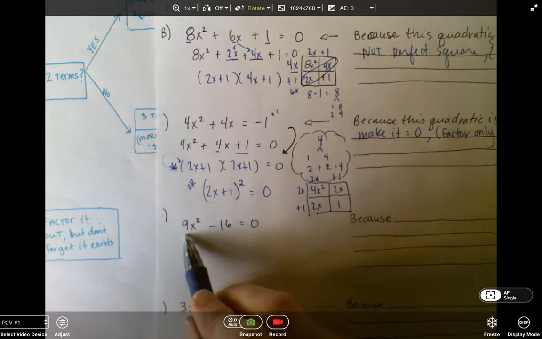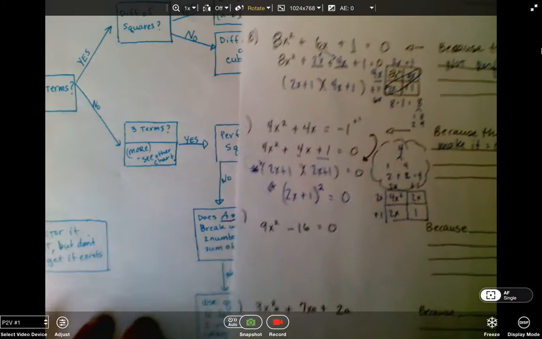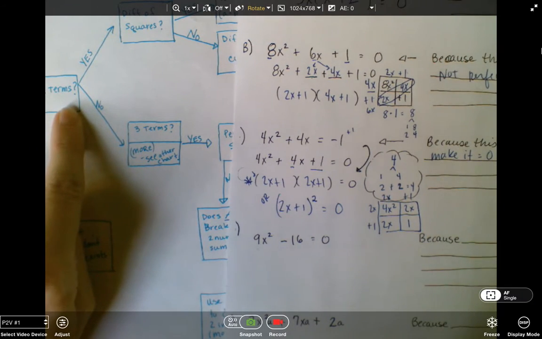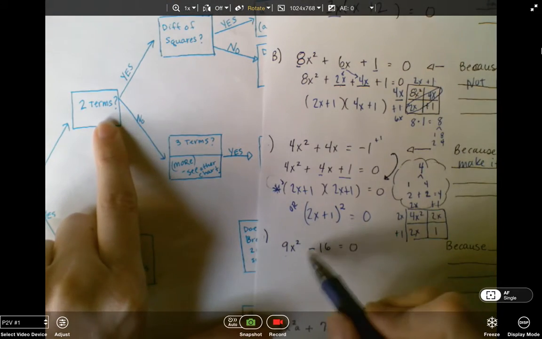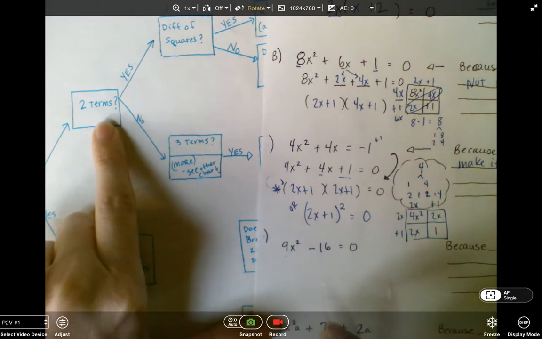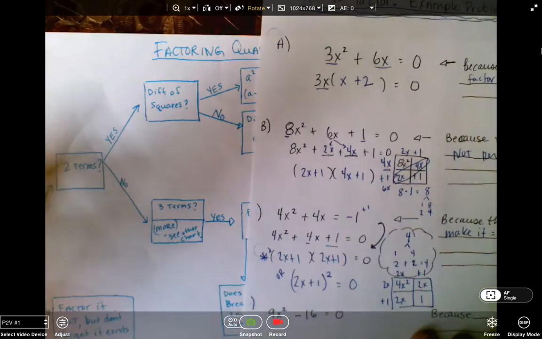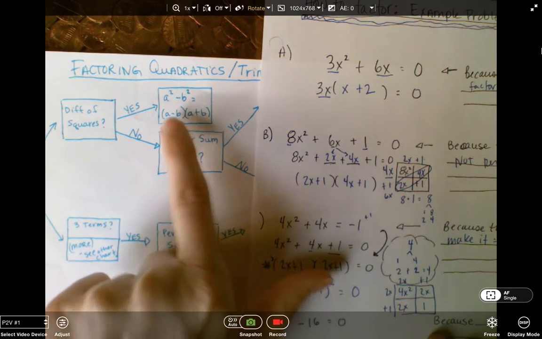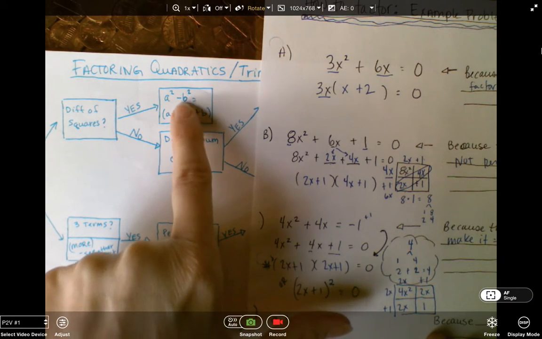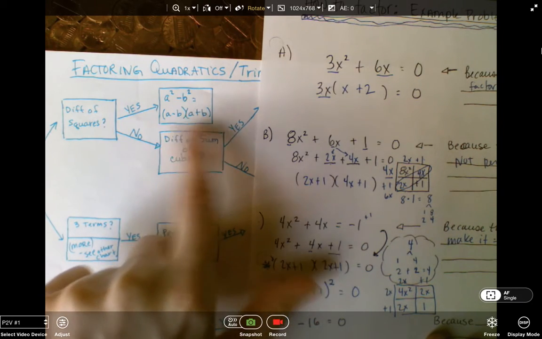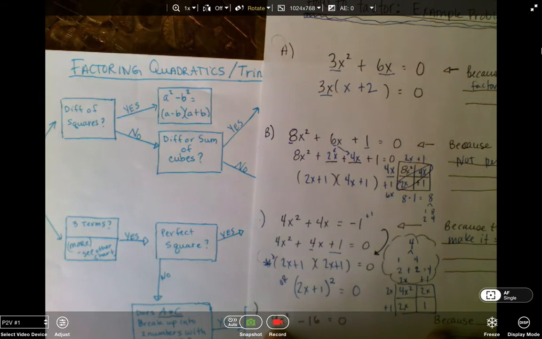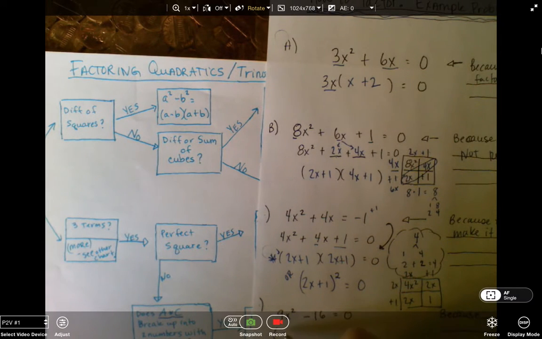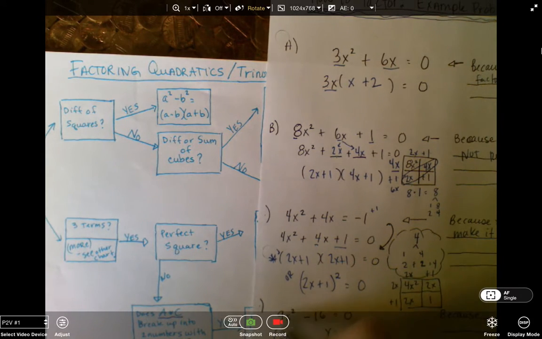This one right here, let's go back to our flow chart. It has 2 terms, so that's going to make things a little bit different. So I'm missing my center term, so whenever that happens, something weird is going on. So difference of squares. Well, how would I know? Is this number minus this number, can it be broken up into those squared? So 9, can I break that up into a square root? Sure. 3 and 3.